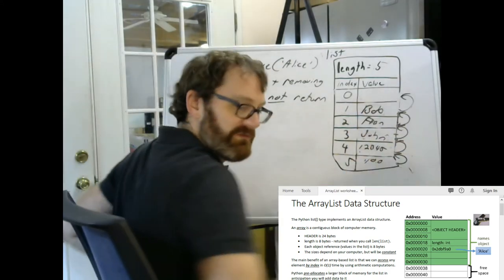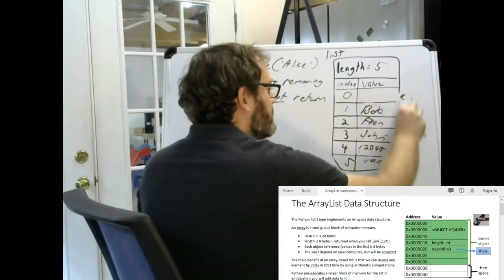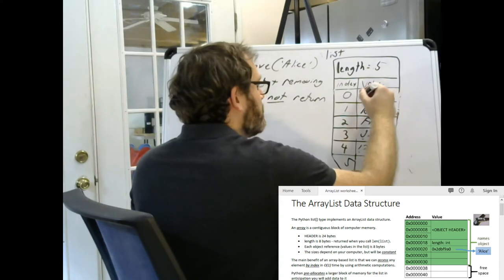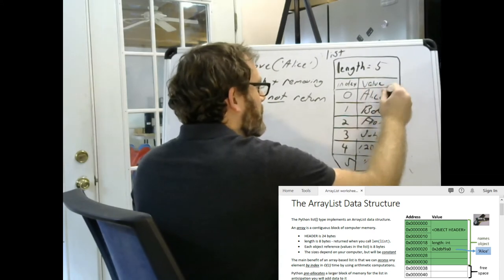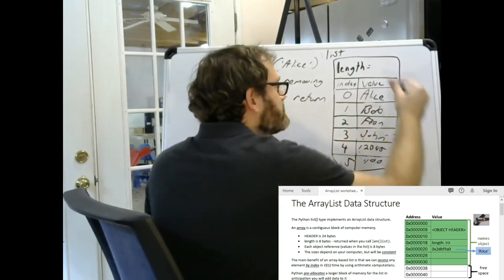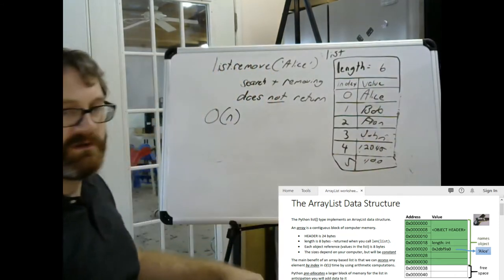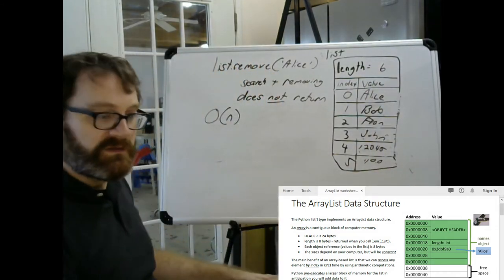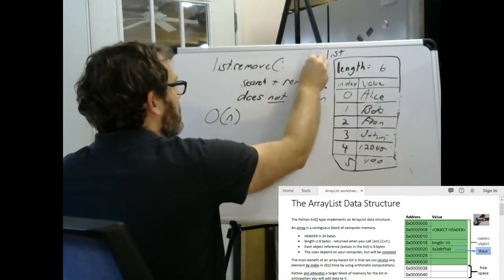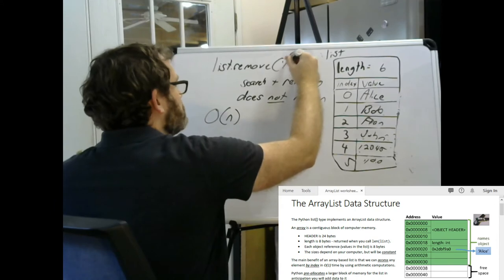So let me put Alice back in this list for a minute. Alice here, length 6. Okay. So the next thing that I'm going to do is list.remove Horatio.